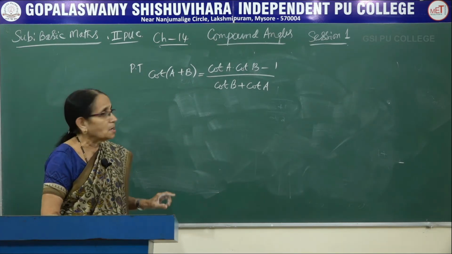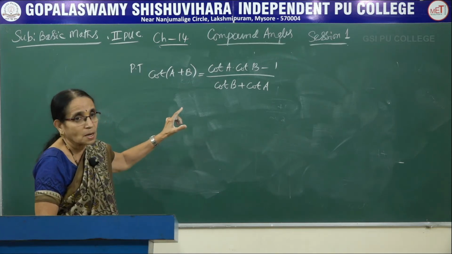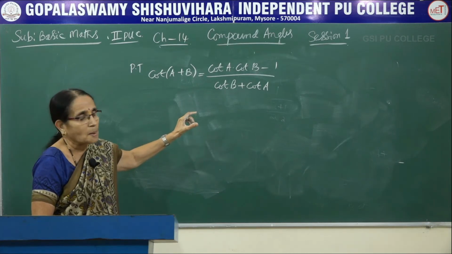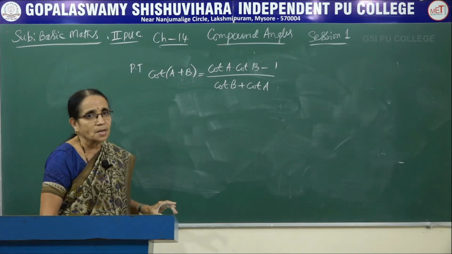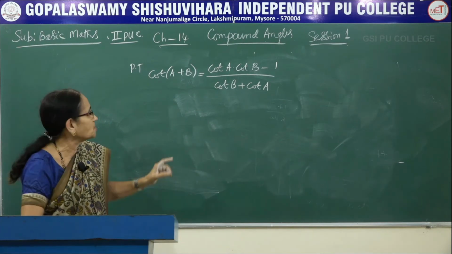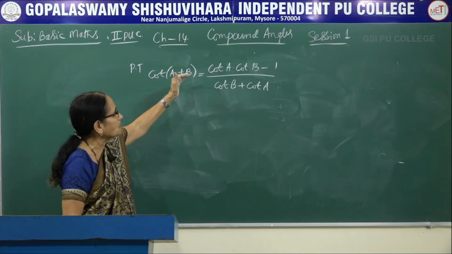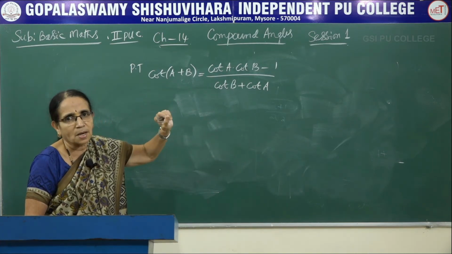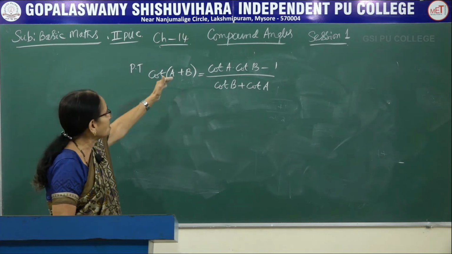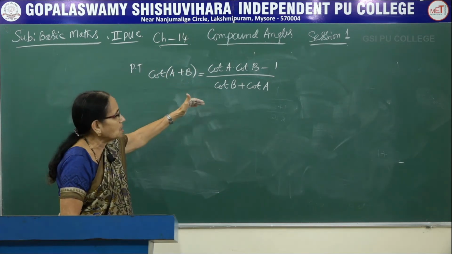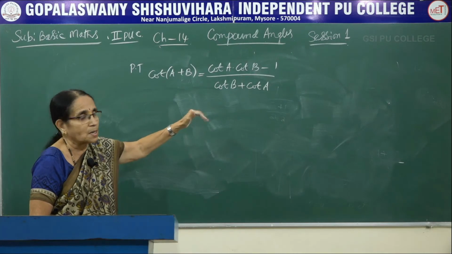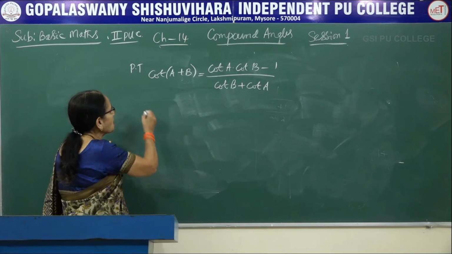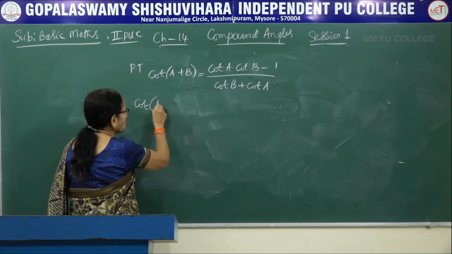That is nothing but the expansion of cot of A plus B. Cot of A plus B is cot A cot B product minus 1 divided by cot B plus cot A. Now, you can get the result here in 2 ways. One is, you can write cot of A plus B as cos divided by sin, because you know that cot theta is cos theta divided by sin theta. Then write cos of A plus B divided by sin of A plus B. That is one method. Or else, you know that cot and tan are reciprocal ratios.